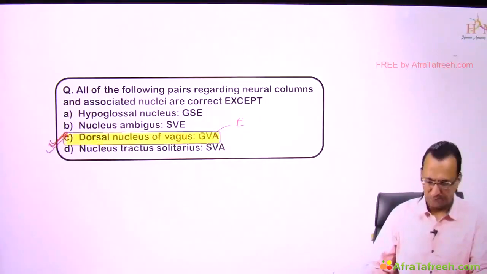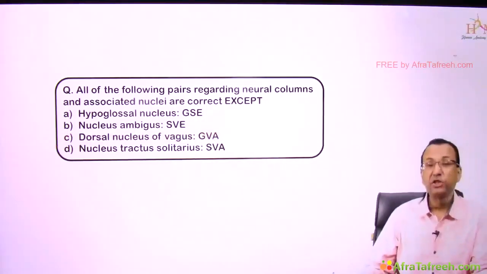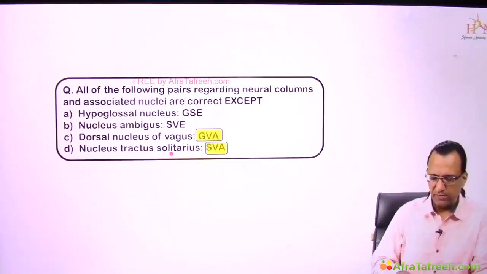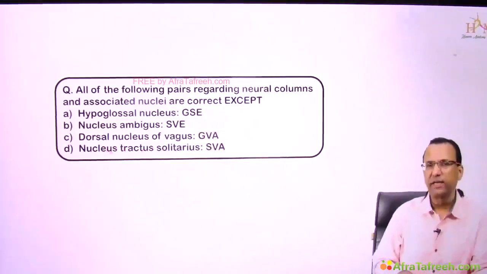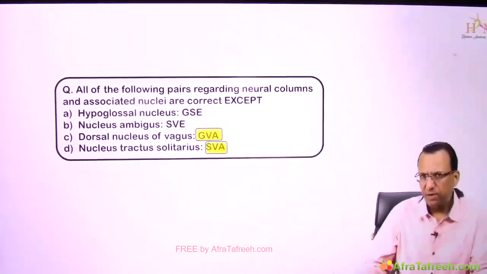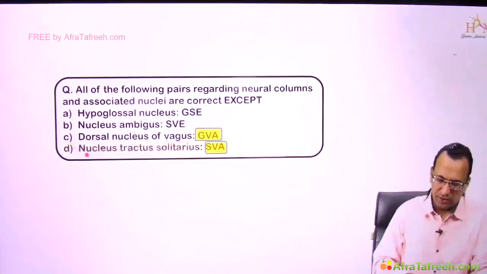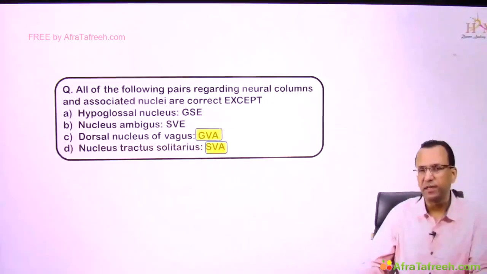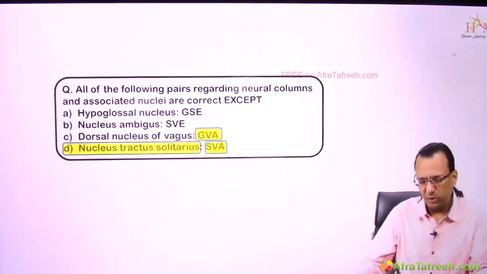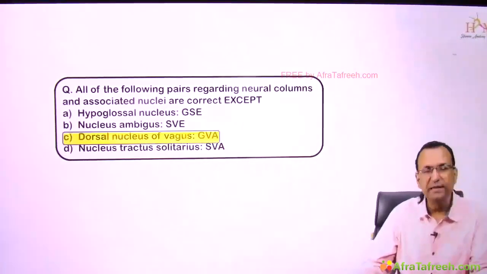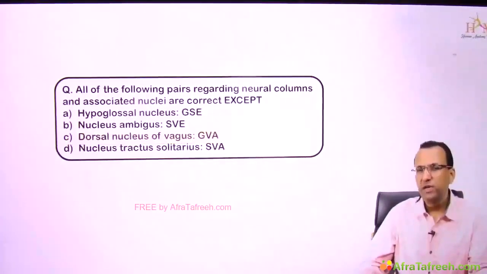Then who is GVA? GVA is another nucleus. That is nucleus tractus solitarius, which is not only GVA but also SVA. If you say tip, then it is SVA. If you say bottom, then it is GVA. The tip receives SVA and the bottom receives GVA. That means choice D is okay. So choice C is not okay, because it cannot be GVA. It should be GVE.